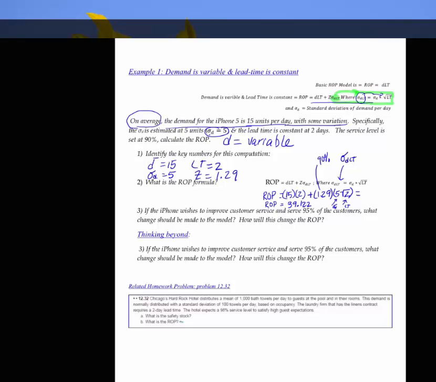So a reorder point of 39 tells us that when the stock drops to 39.122 units, we need to initiate another order. It doesn't tell us how much to order, it just tells us to initiate an order.